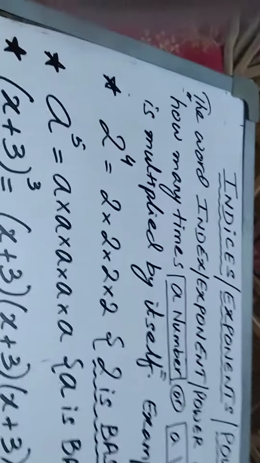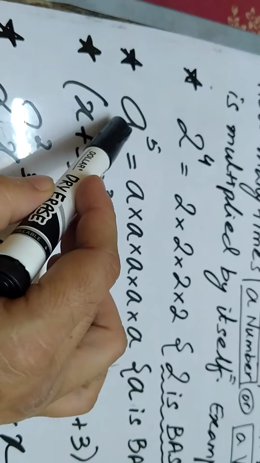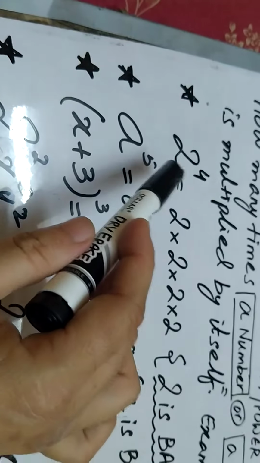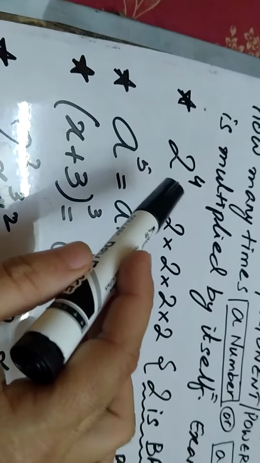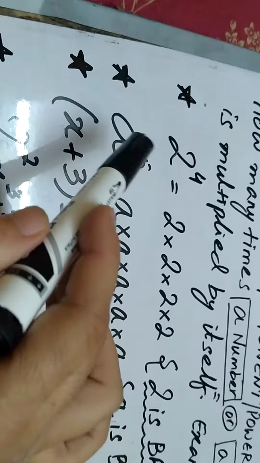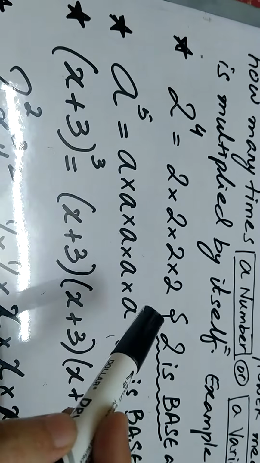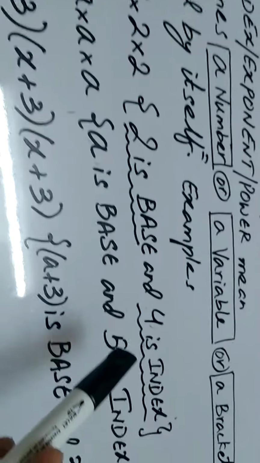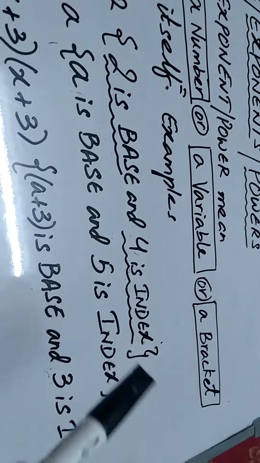Okay guys, now the second example is a power 5, a to the power of 5. So remember, this a is the base and this 5 is a power. So we also call it a is the base and 5 is index, exponent or power. What does this 5 mean? This 5 tells us that this a is multiplied by itself like this. So a power 5 means a times a times a times a times a. We also call 5 index, we also call 5 power, we also call 5 exponent.